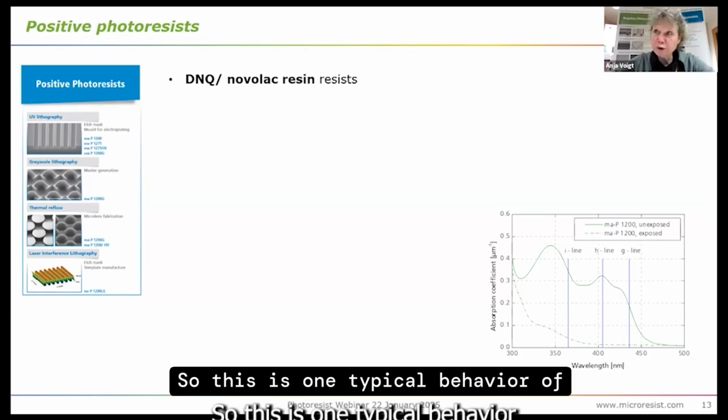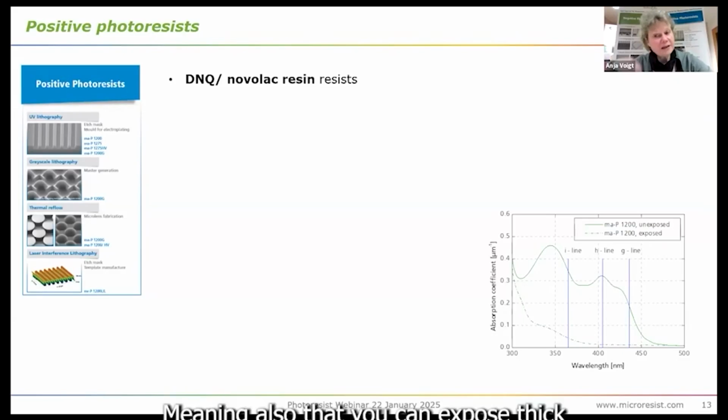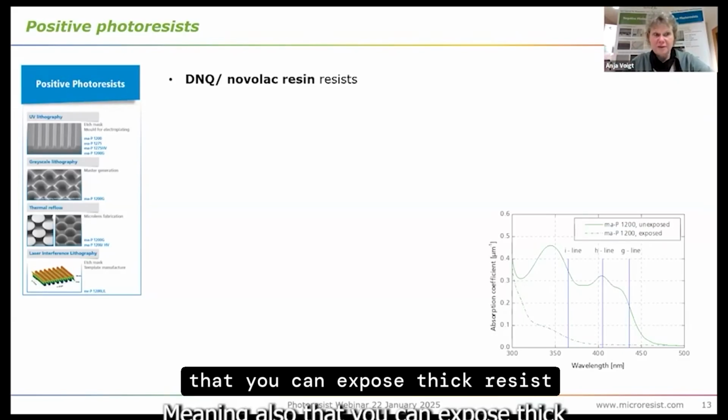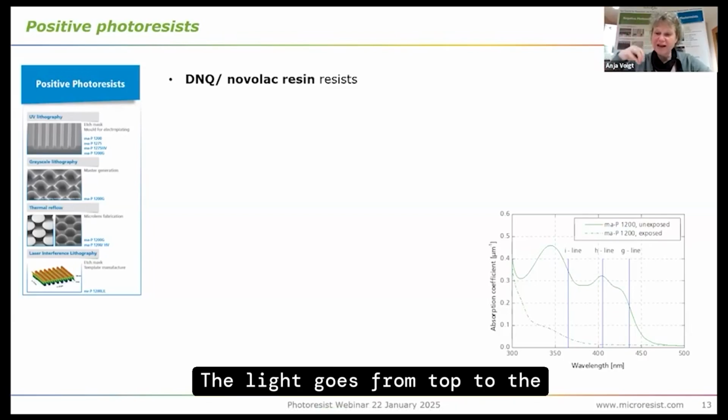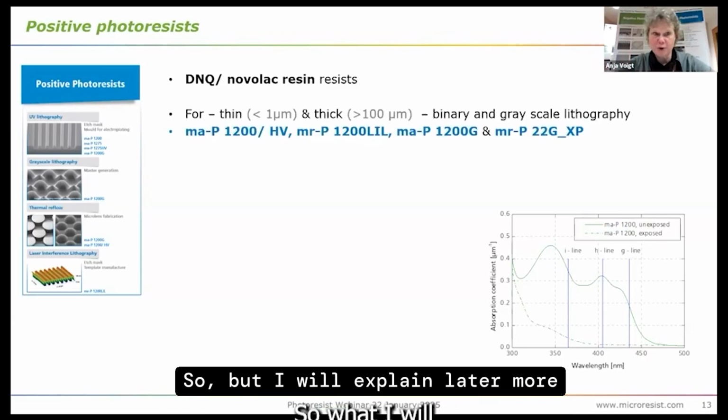So this is one typical behavior of this kind of photoresist, meaning also that you can expose thick resist films. The light goes from top to the bottom. But I will explain more about that later.